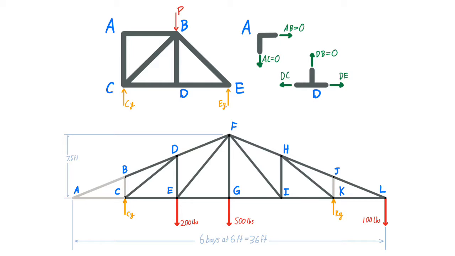Next, if we look at joint B, we notice that AB and BD are collinear, but BC is not. So from the second rule, we know that BC will be a 0-force member. We can say that JK is a 0-force member for the same reason.